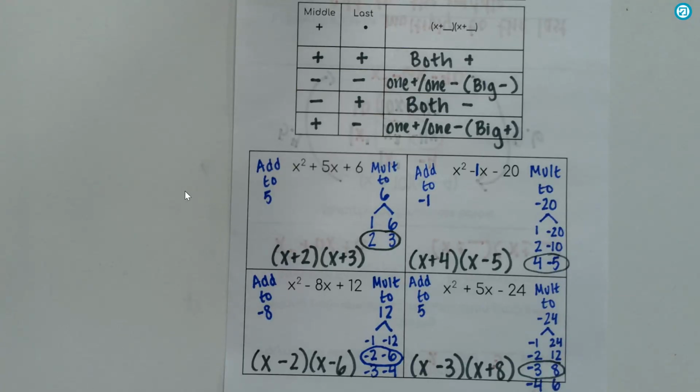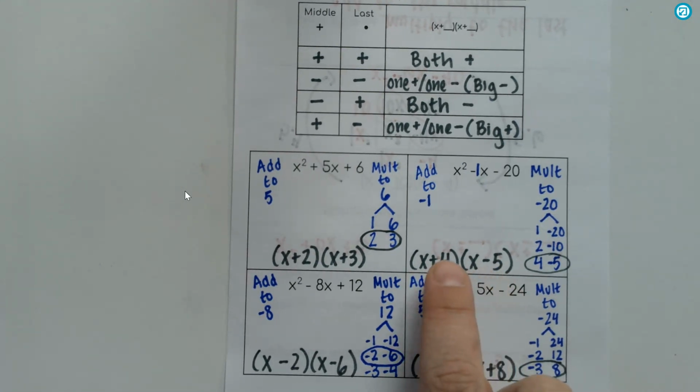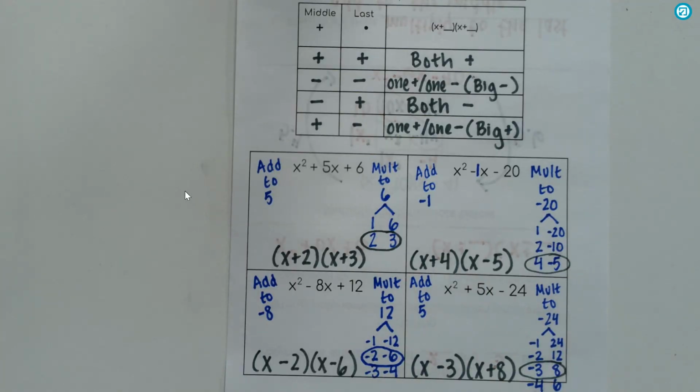And then one other thing, these can also be flipped and be completely correct. So if I had x minus 5 and x plus 4, that would be okay. But the minus needs to be with the 5 still, and the plus needs to be with the 4. But with multiplication, it's commutative, so a times b is the same thing as b times a.